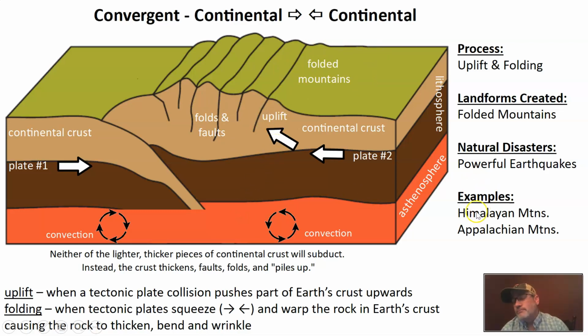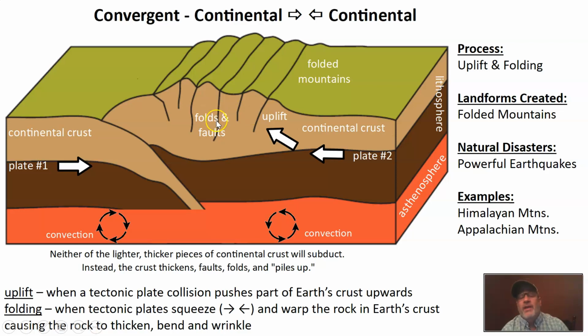Now, two examples are listed here for this type of continental to continental collision. The Himalayan Mountains, which, some of you know, contain Mount Everest, the listed tallest peak on our planet, but also the mountains that we live in were created by this process. Okay, so this process of a collision of two pieces of continental crust, two plates with continental crust on top, is going to create folded mountains.